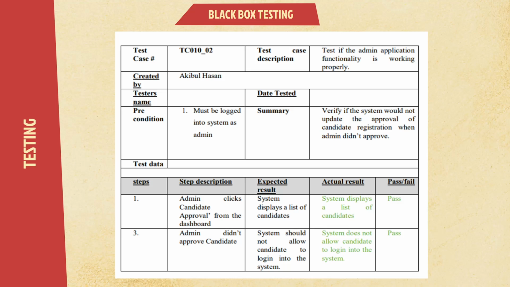Next is testing. We used two kinds of testing. First of all, we used black box testing. This testing verifies that the system does not update the approval of a candidate registration when the admin did not approve. Whenever the admin clicks candidate approval from the dashboard, the system displays the list of candidate approvals. If the admin doesn't approve a candidate by clicking the decline button, the system does not allow the candidate to log in to the system.